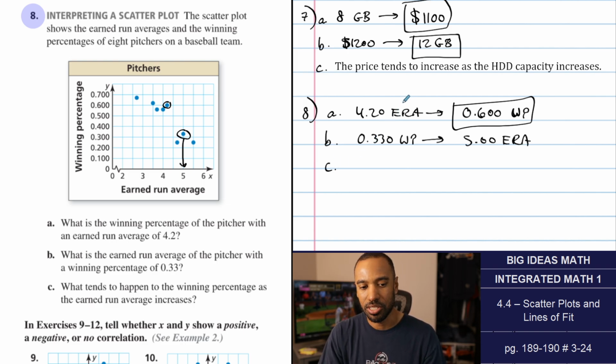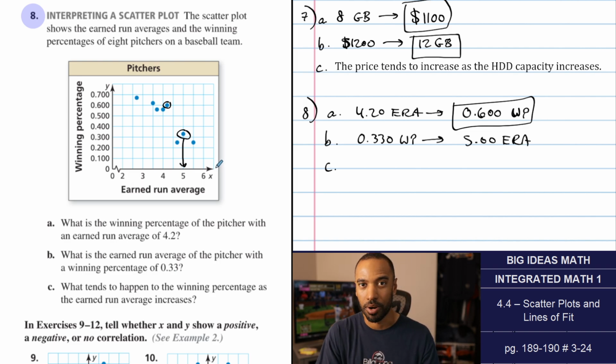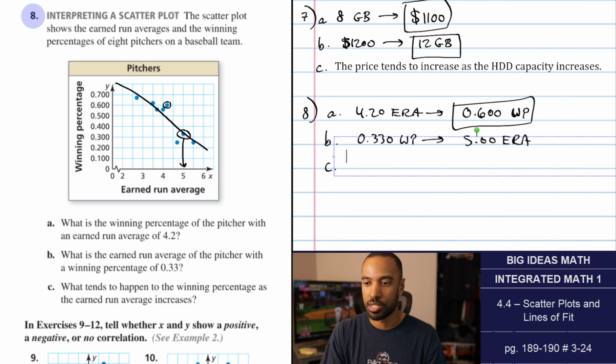Part C, what tends to happen to the winning percentage as the earned run averages increase? So, as I stated, ERA goes up's a bad thing. You've allowed more earned runs over the time. You're likely to see less wins, and you can see with this trend here, it's decreasing. And negative doesn't always necessarily mean bad, but in this case, it kind of does. It's just telling the information as it is, though. So, the winning percentage tends to decrease.